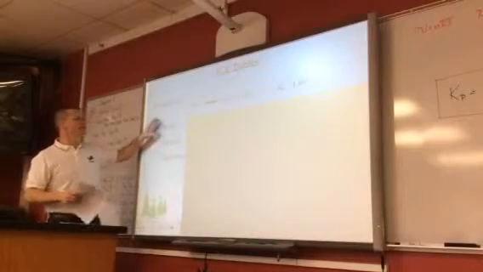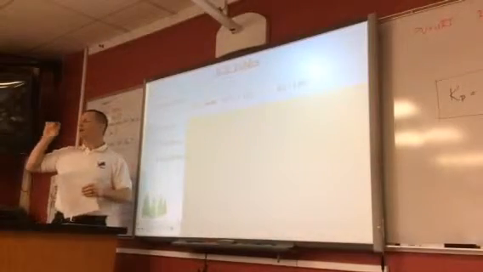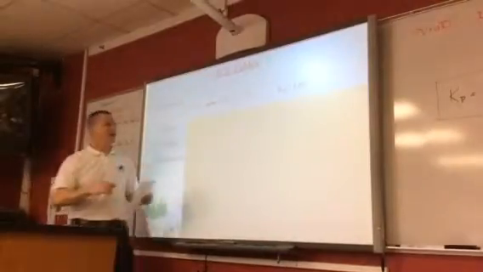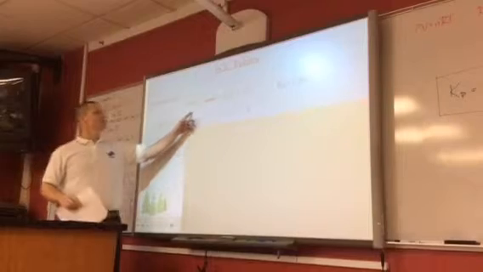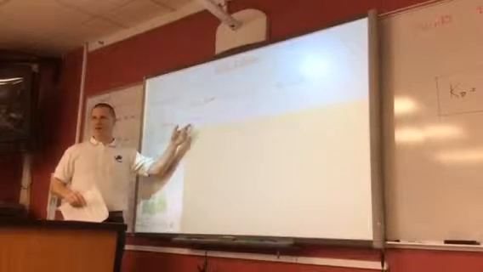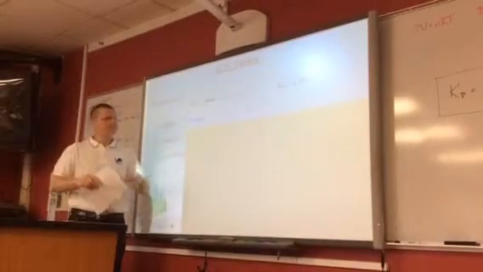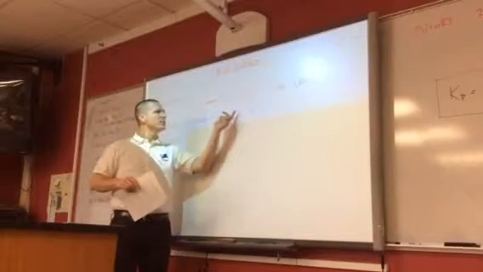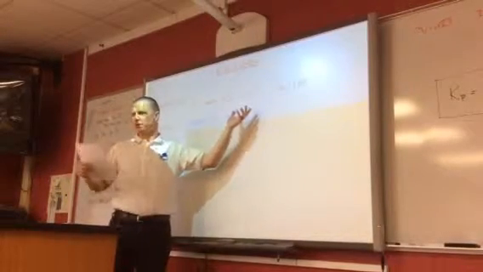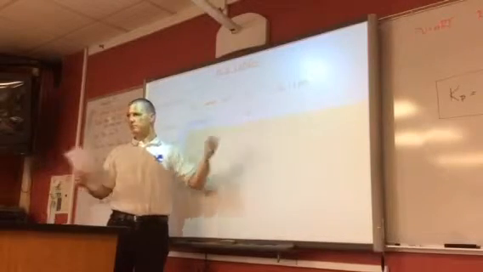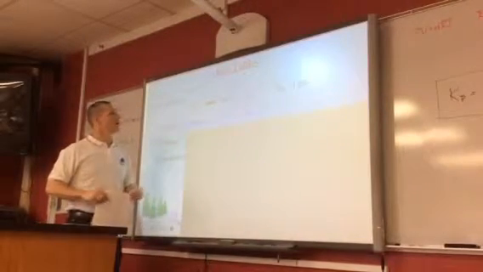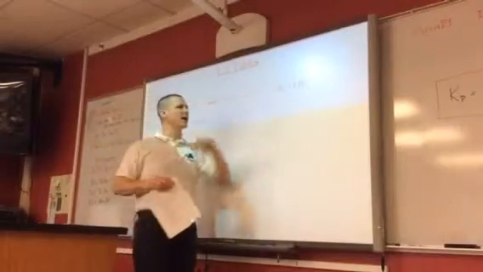Initial means how much was there before any reaction occurred. And the problem tells us something about what happened initially. It was 2.74 atmospheres of the reactant were added to a vessel. There was no PCl3 or Cl2, so the products were 0. Normally the products are 0, at the beginning at least. The K is given to us as 1.8.